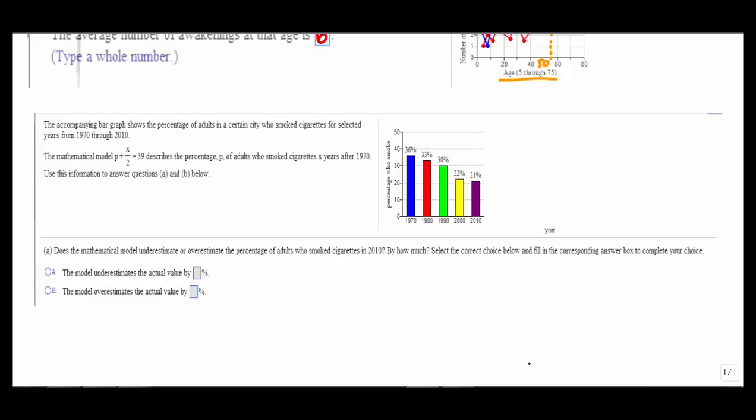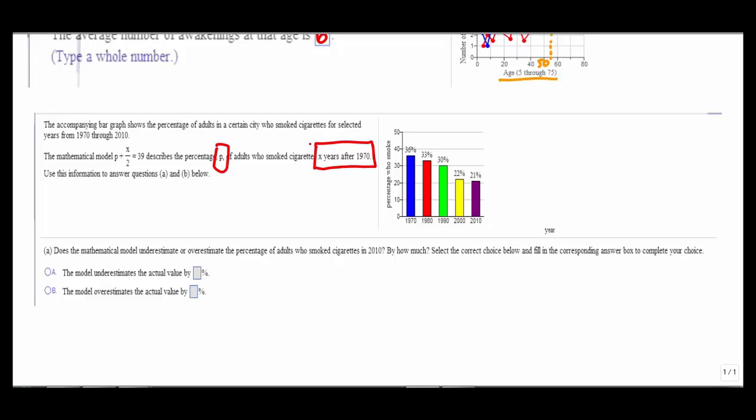So for this one, this bar graph on the right hand side is talking about the percentage of adults in a certain city who smoke cigarettes for selected years from 1970 through 2010. Then it gives you this mathematical model that describes the percentage P. So P stands for percent. That's going to be important. Of adults who smoke cigarettes X years after 1970. So X is not just the year, it's the number of years since 1970. And it says to use this model and the graph to answer the questions below.